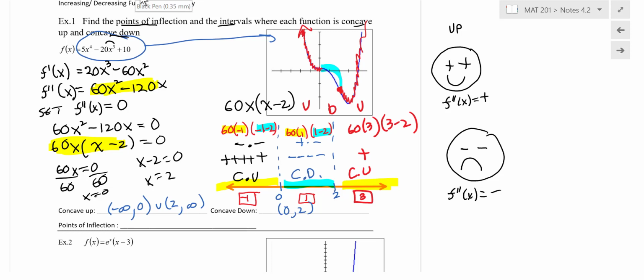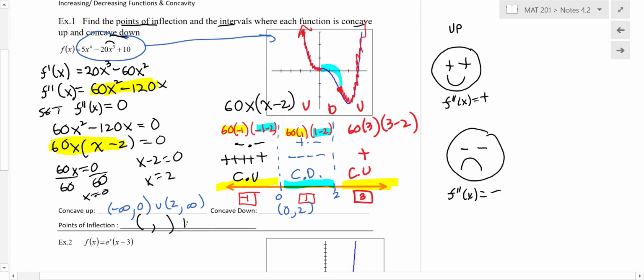In other words, where does the concavity change? 0 and 2, right. Now, if I want a point of inflection, I want you to give me a point. So we've got to get a point on the graph, and we can use the calculator to help us a little bit with this.